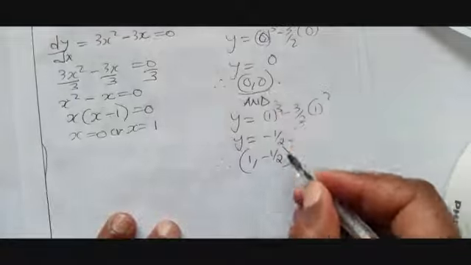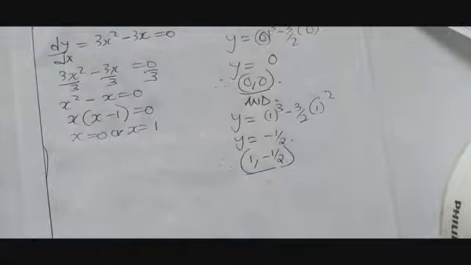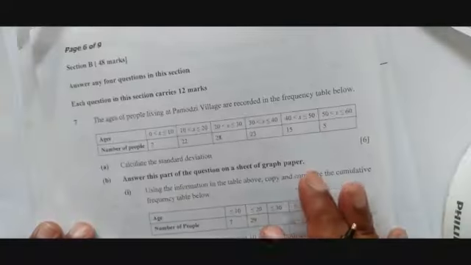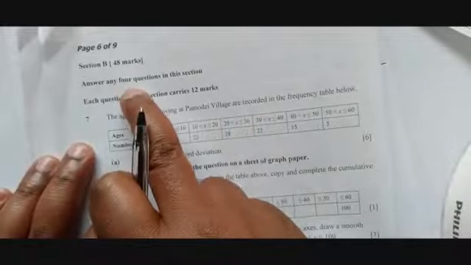This one and that. When you are done with question 6, you go to question 7, which is part of section B. You need to answer 4. There are 6: 1, 2, 3, 4, 5, 6. You answer 4. But in this presentation, we are solving everything for you. Don't want you to have problems.